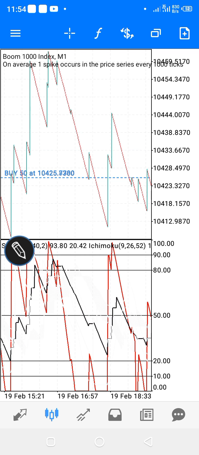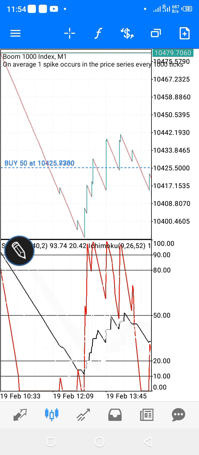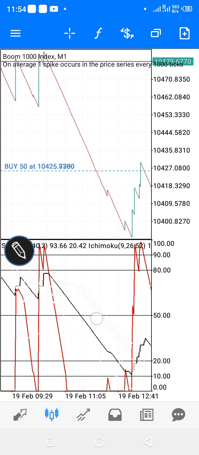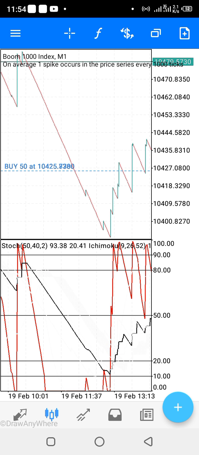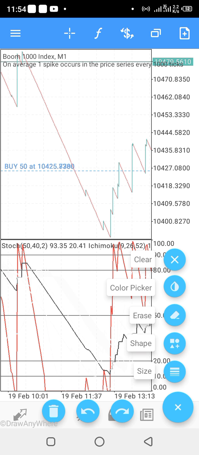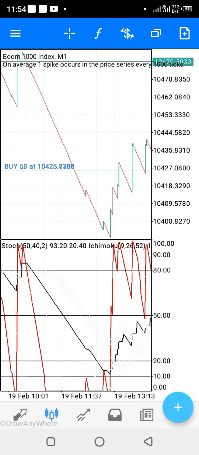So you can just check from the various points. See this one, for instance. When it is beginning like this, you know that it is going to sell down. So here, for instance, you only enter.